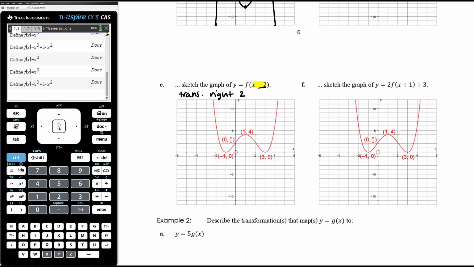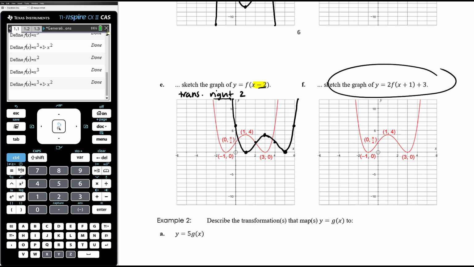Okay, so (1, 4) goes to (3, 4), (3, 0) goes to (5, 0), (-1, 0) goes to (1, 0), (0, 9/4) goes to (2, 9/4), (2, 9/4) goes to (4, 9/4), this (4, 6) goes to (6, 6), (-2, 6) goes to (0, 6), and you can plot a few more things across by 2 units if you want, to help you get the shape right. And there is our graph translated to the right by 2.